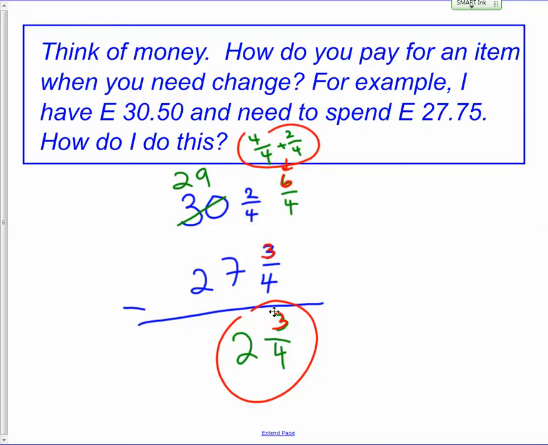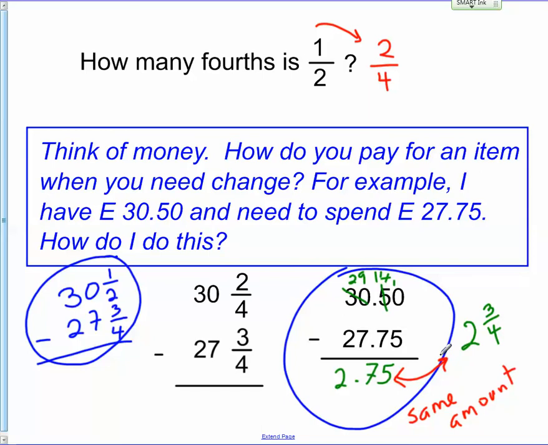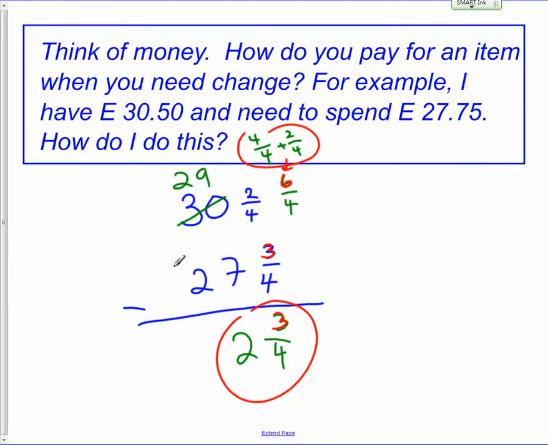6/4 minus 3/4 is 3/4. I'm just subtracting the numerators, and I no longer have 30. I have 29 euros. Minus the 27 gives me 2 3/4. And notice that 2 3/4 is the same amount as 2 75/100. Exactly the same amount. So first I had to get the same denominator, rewrite 1/2 as 2/4, and then I have to regroup, borrow €1 from my 30, leaving me with 29, and reorganize that €1 into 4/4 so I can add my 2/4, and that gives me 6/4, and then I can do my subtraction.